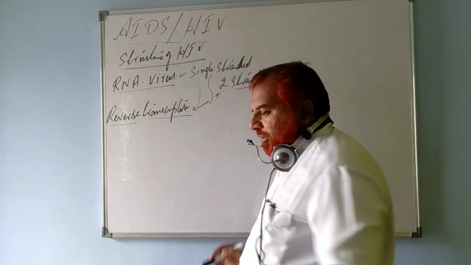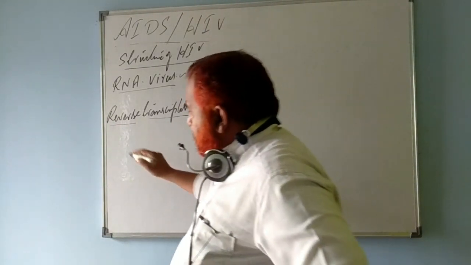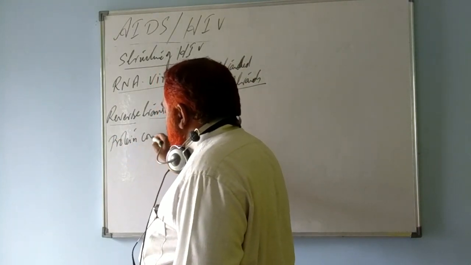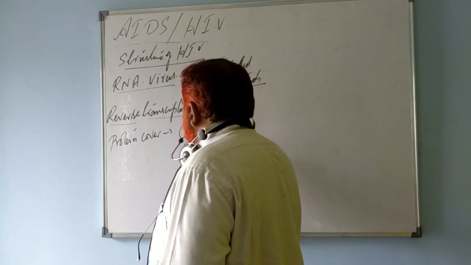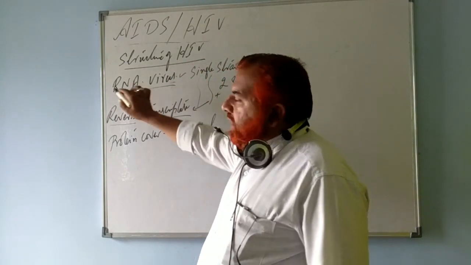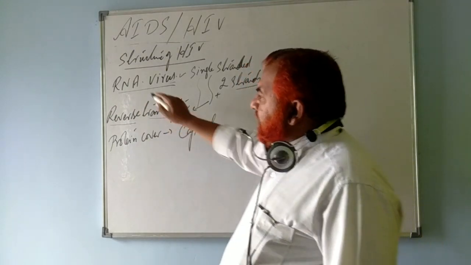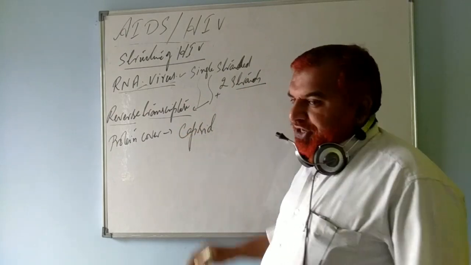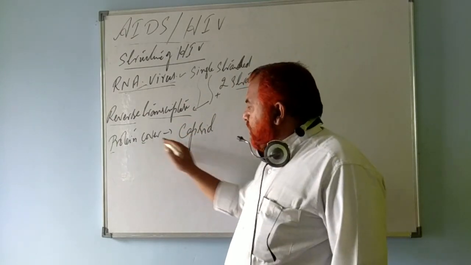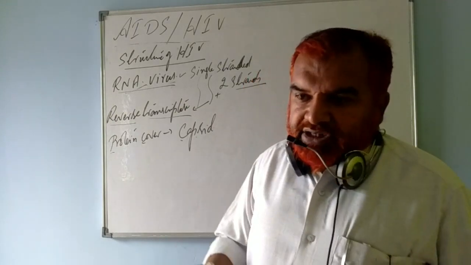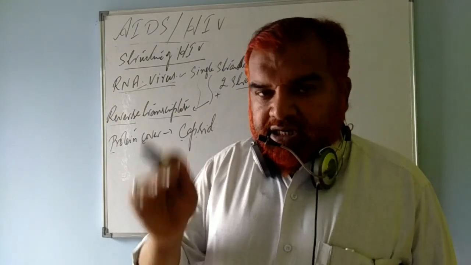Apart from this, it has a lipid bilayer and a protein layer. First, the protein cover or layer is known as the capsid. What is known as capsid? This RNA genetic material and the reverse transcriptase enzyme are covered by a protein coat known as the capsid. And along with this, it will also have a lipid layer.